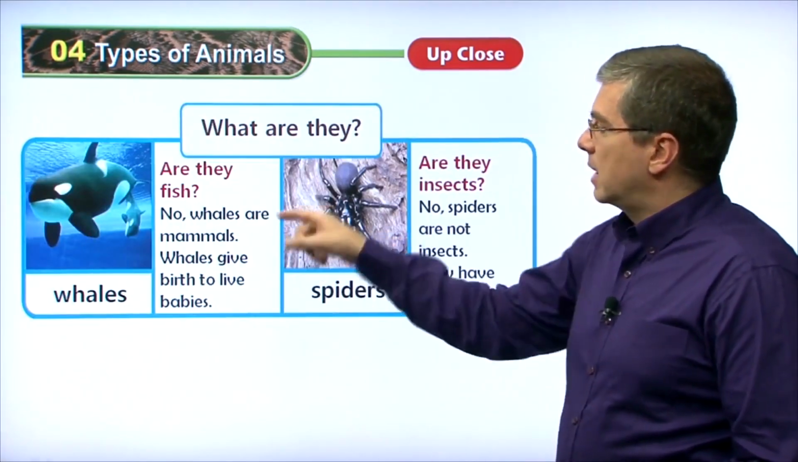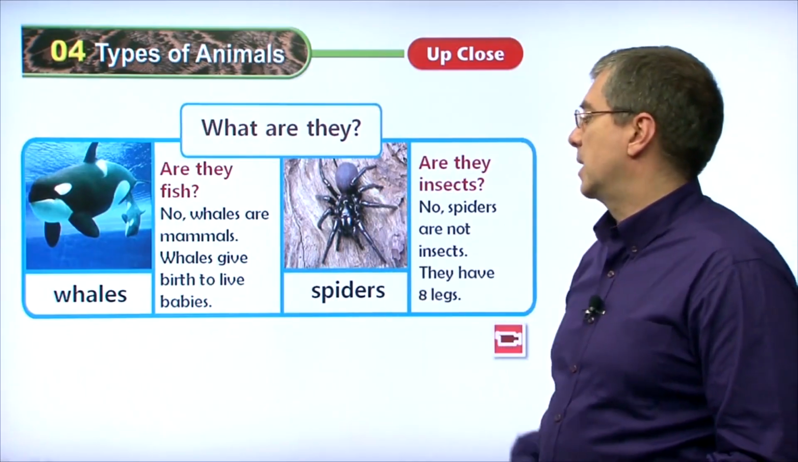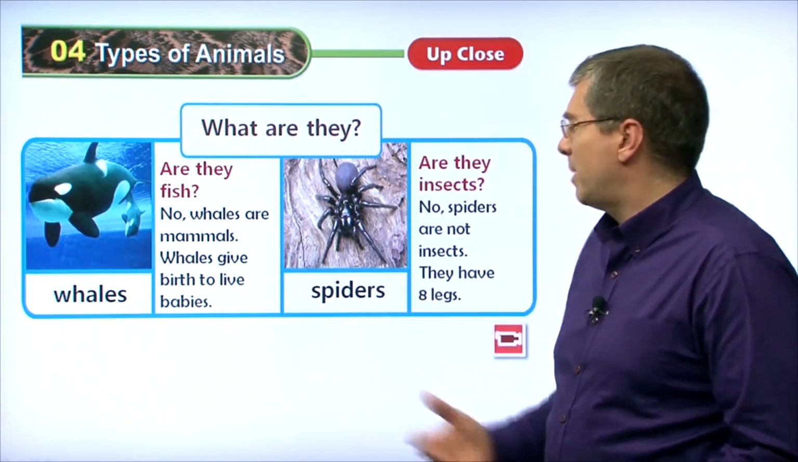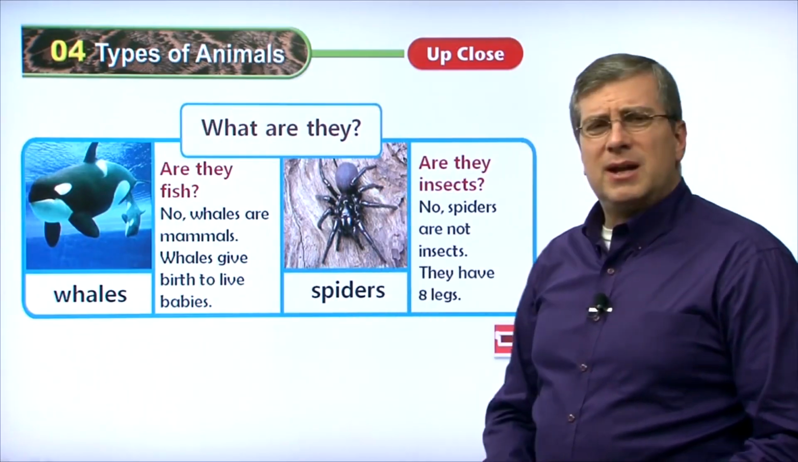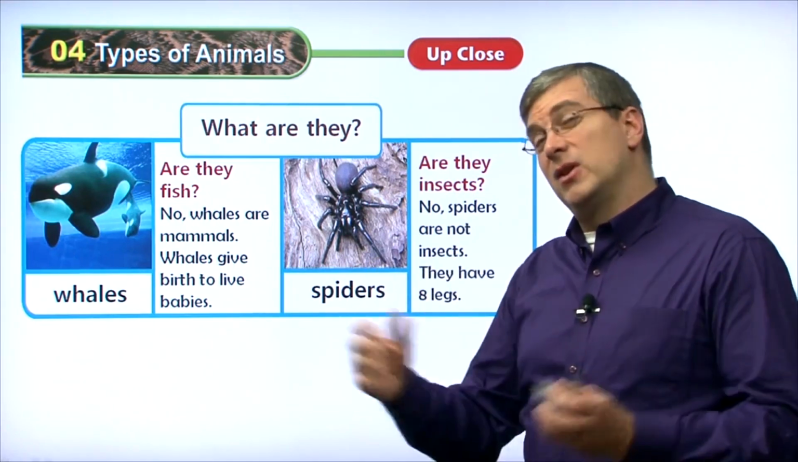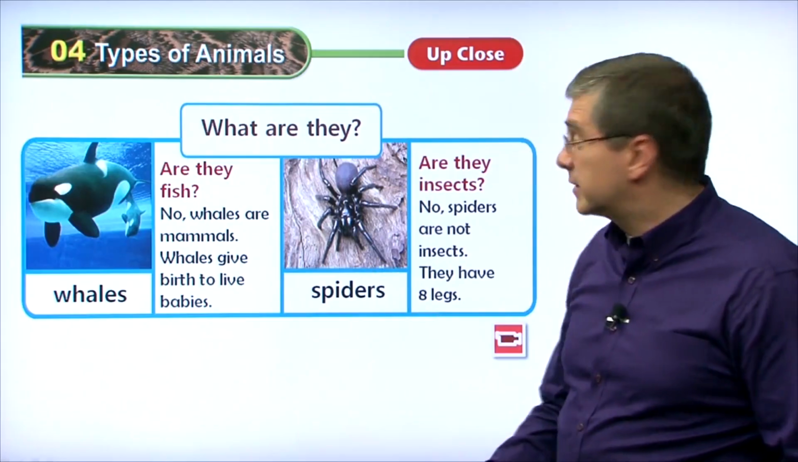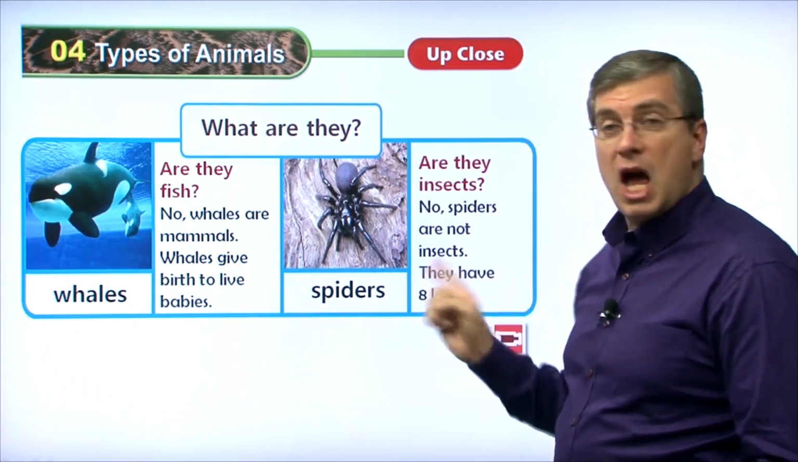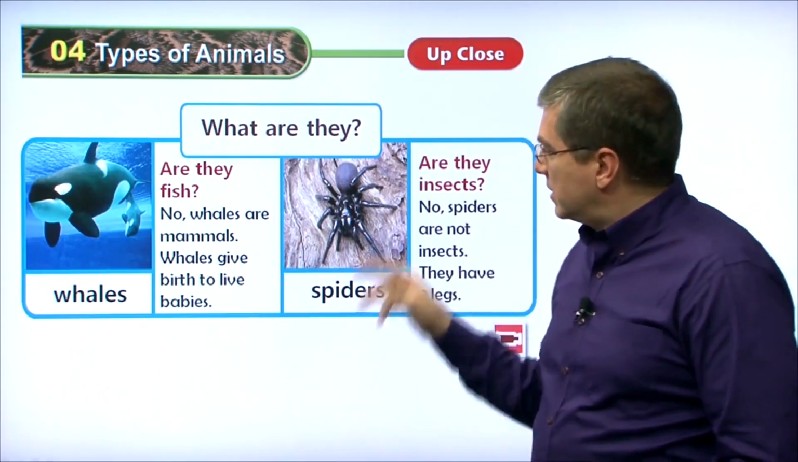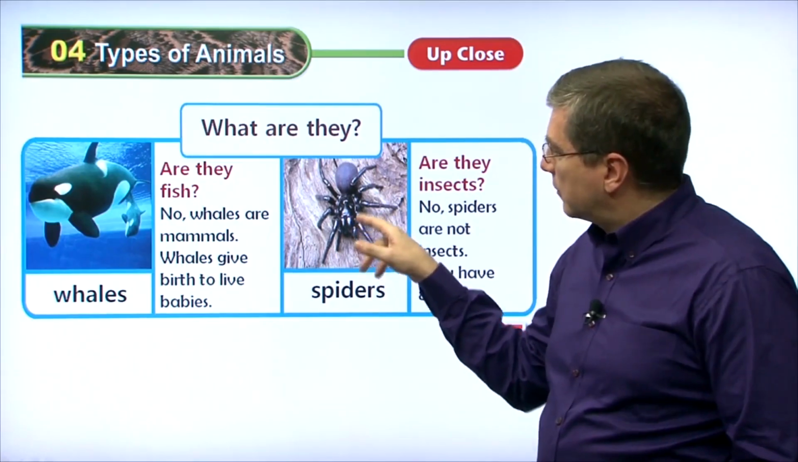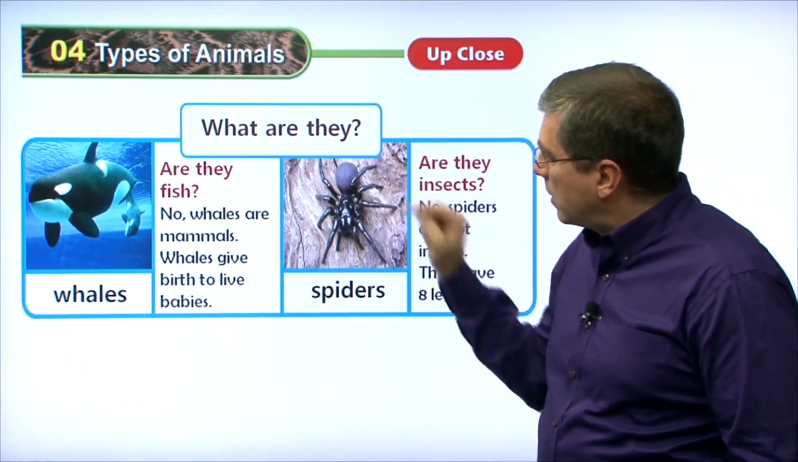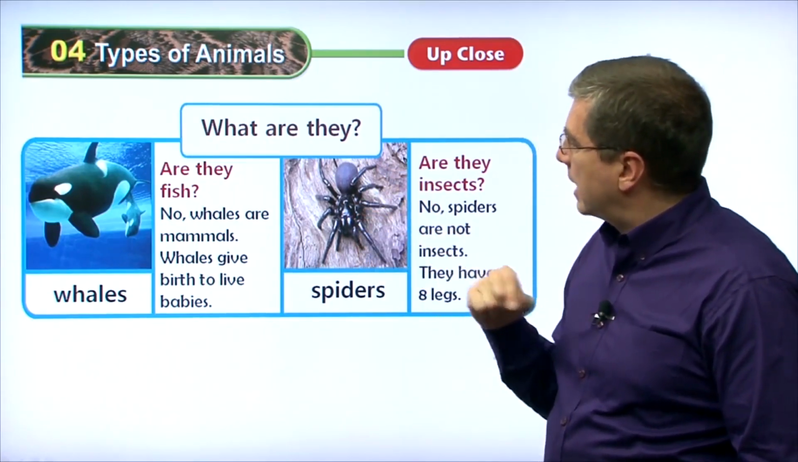So, what about spiders? That was our second one, right? That was our second picture, spiders. A lot of people think, you know, spiders are small creatures. They have a lot of legs. They have 3 parts to the body. But are they insects? No, spiders are not insects. Do you know why? Because, yeah, sure, they might have different parts of the body, right? But they don't have 6 legs. How many legs do they have?